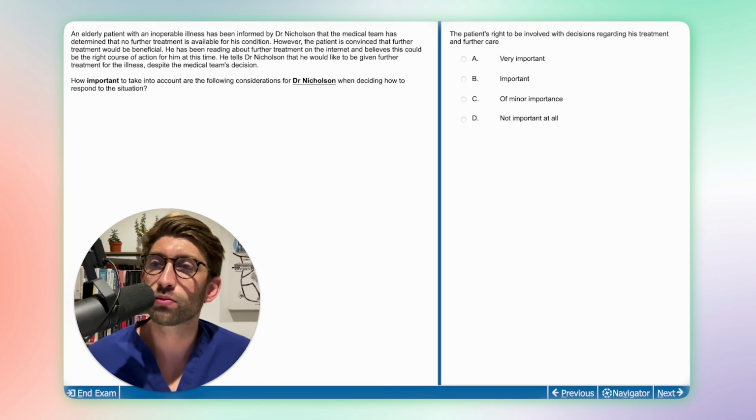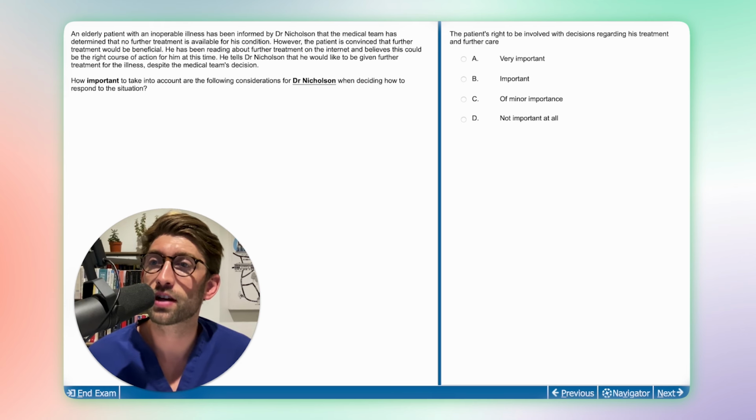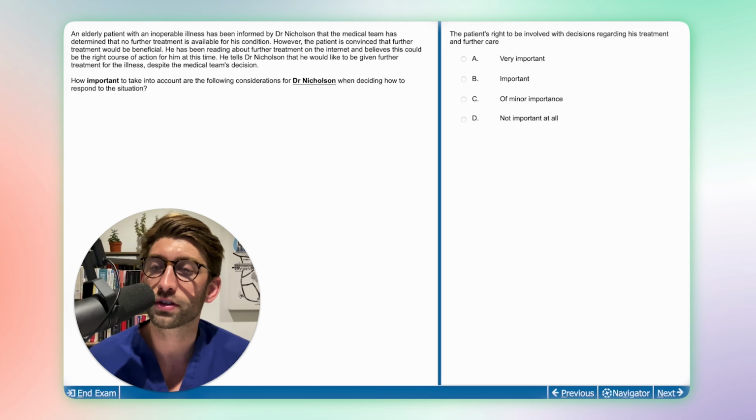An elderly patient with an inoperable illness has been informed by Dr. Nicholson that the medical team has determined that no further treatment is available for his condition. However, the patient is convinced that further treatment would be beneficial. He has been reading about further treatment on the internet and believes this could be the right course of action for him at this time. He tells Dr. Nicholson he would like to be given further treatment for the illness despite the medical team's decision. How important to take into account are the following considerations for Dr. Nicholson when deciding how to respond to this situation?